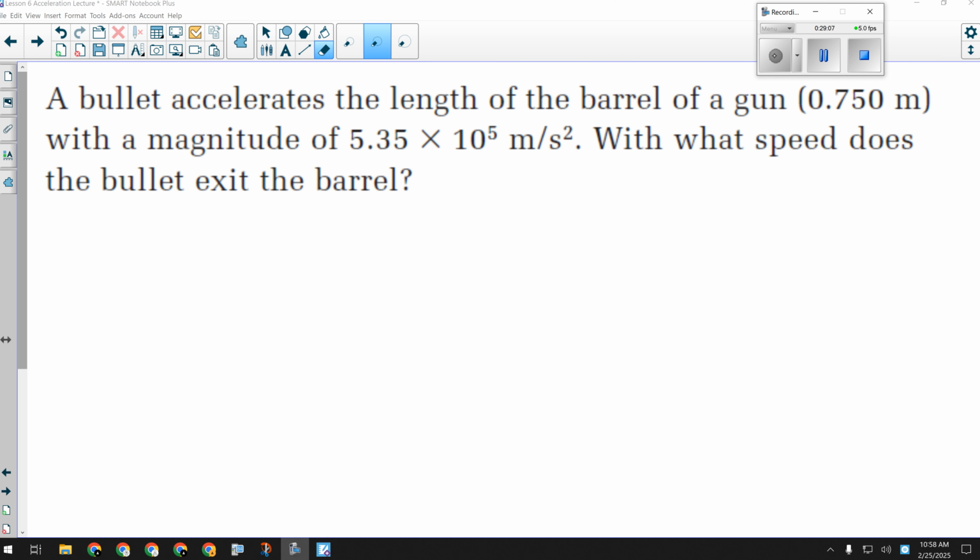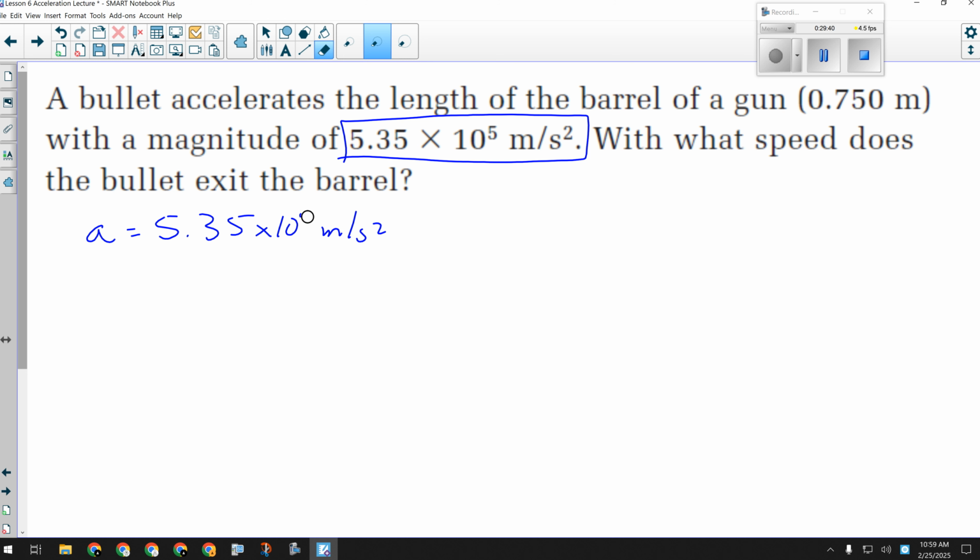So there's a lot of force involved there, which is why it can produce such an incredible acceleration. Over 53,000 meters per second squared. If a bullet wasn't made of metal, it would be liquefied by that kind of acceleration. So it's a huge amount of acceleration. So that's one of our givens: that A is 5.35 times 10 to the 5 meters per second squared.